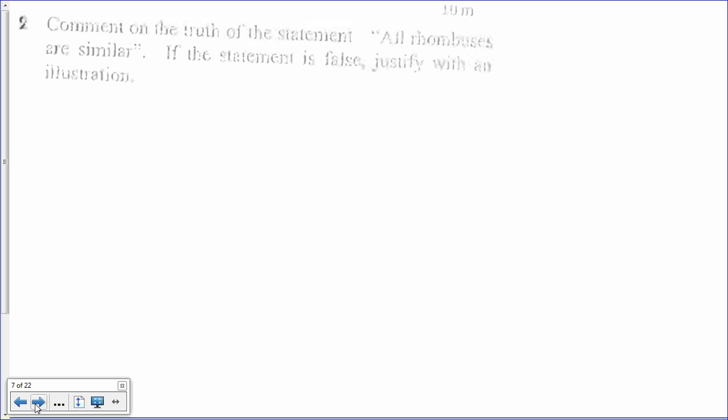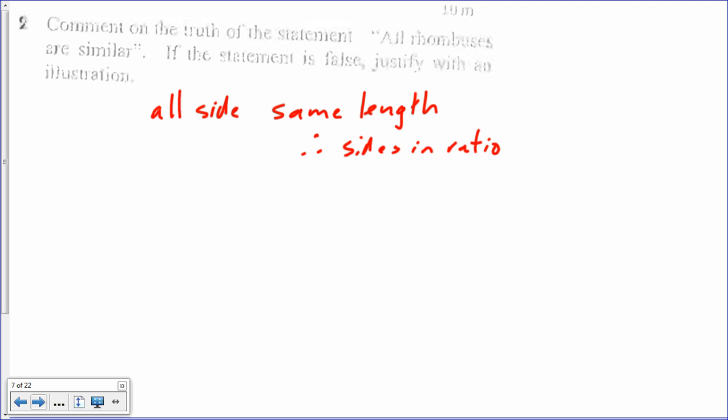Question 2 of the 16b. So comment on the statement. All rhombuses are similar. If the statement is false, justify your answer. So something we know about rhombus: all sides, same length. Okay, so all sides are the same length. Therefore, sides, unit ratio. So that's the first part of that statement is true.